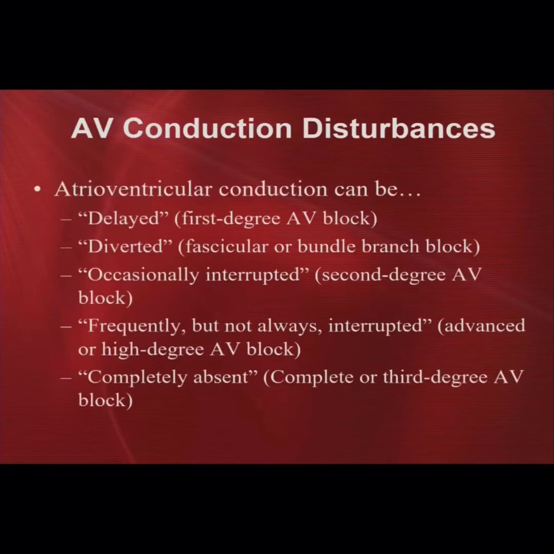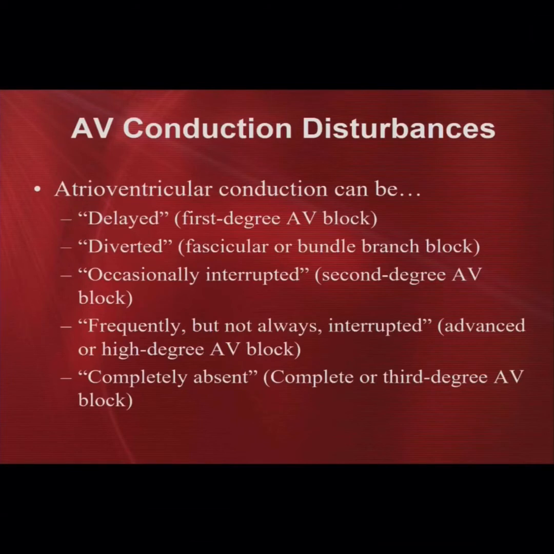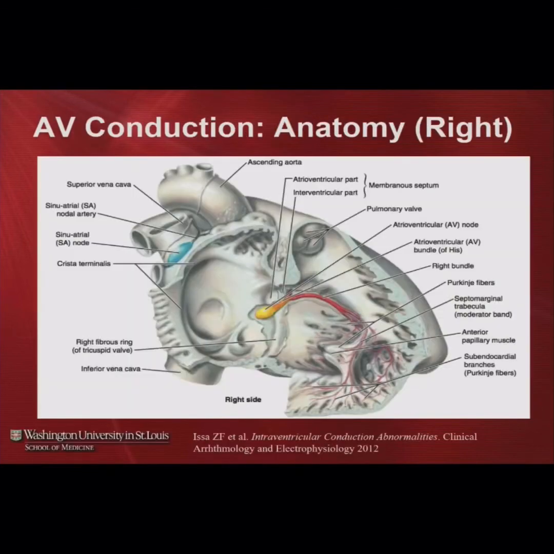All right, so let's move on from the SA node to the AV junction. Now, atrioventricular conduction can go wrong in a number of ways, right? It can be delayed, which is what we see with first-degree AV block. Okay. It can be diverted if you have bundle branch or fascicular block. It can be occasionally interrupted, which is what we see with second degree AV block. It can be frequently but not always high degree AV block, or it can be completely absent, okay, complete heart block. Again, we always want to think about the anatomy, okay?